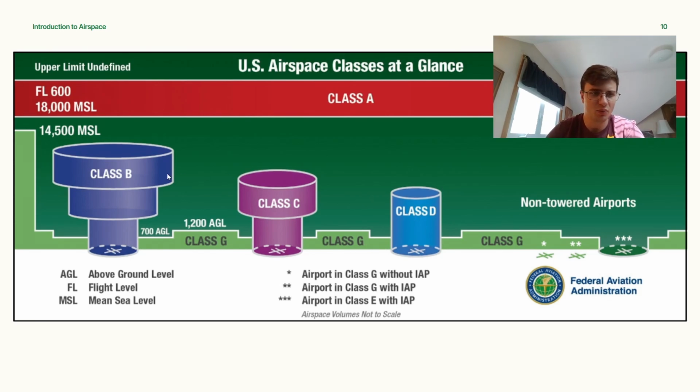So as you can see, we have our Class Bravo, Class Charlie, Class Delta, Class Echo, Class Golf, and of course our Class A all the way up here. If you fly above Class A, you will re-enter Class Echo airspace. So if you plan on flying to the moon, guess what? You're in Class Echo airspace.